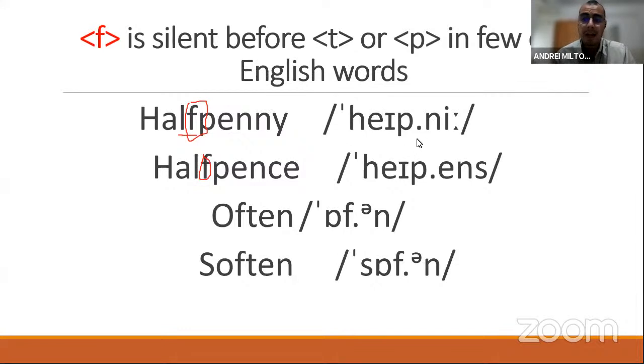So we have halfpenny and halfpence, and then often and soften. We do not pronounce the F. We do not pronounce the F. And even though sometimes in soft and often, some people do pronounce it, okay? But maybe in the future, people who are not native speakers will start pronouncing it. So maybe we'll change over time, okay? So remember, it's halfpenny and halfpence. We do not use these words too much though.